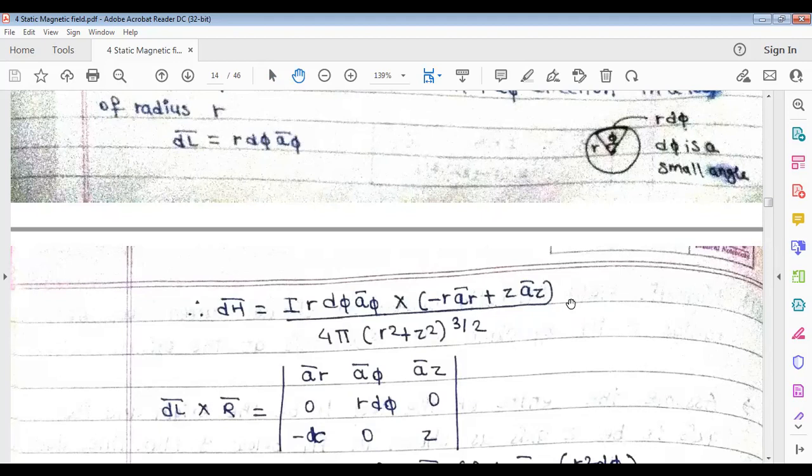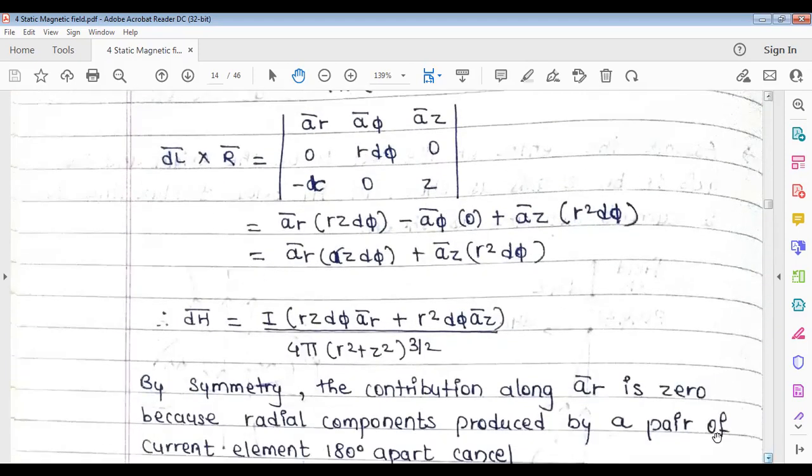A bar r. Correct. The remaining term is a bar r, and it is plus because the sequence is right here. After phi, this z is coming, therefore unit vector a bar r. So what will be the term? I r z d phi into unit vector a bar r. Here I is taken common, that's why it is r z d phi a bar r, and the denominator will be as it is. I hope everybody got this. You have to remember the clockwise and anti-clockwise directions for the cross product.